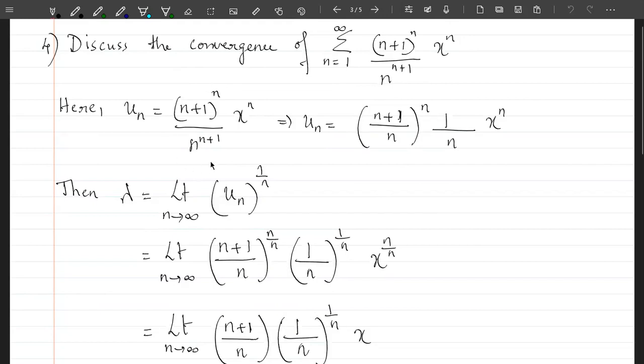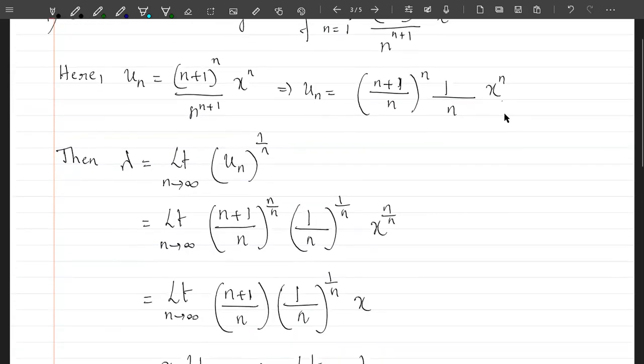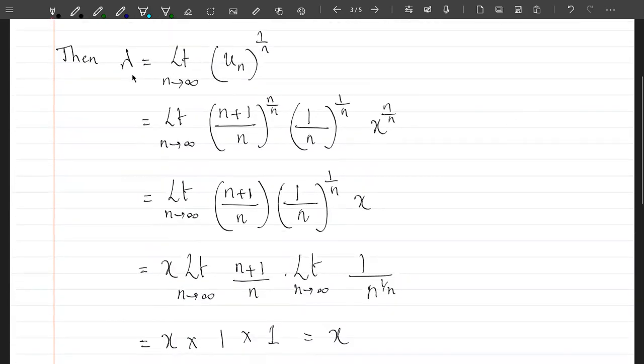We can simplify the first term over here. You have (n plus 1) power n divided by n power n into n power 1. If I take n power n here, then I can club it with the numerator term, which is (n plus 1) power n. So if I do that, I can rewrite the value of un also as ((n plus 1) divided by n) whole power n. And what will remain now? Here in the denominator, I have n power 1, which is nothing but 1 by n, into x power n. So by taking this value of un, I can calculate the value of lambda.